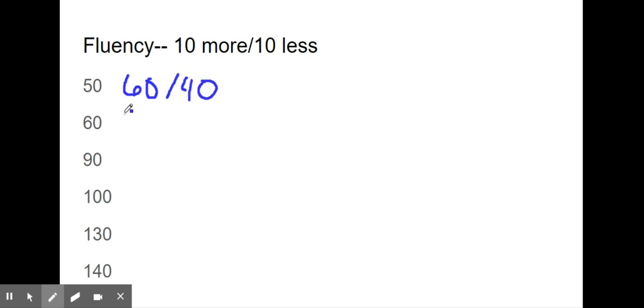Let's try 60. What is 10 more? If I add another 10 to my 6 tens, I would get 70. If I'm taking away a 10 from my 6 tens, I would be at 50. Okay, I'm going to pause. Pause me now. See if you can quickly do the other 10 more or 10 less, and then you can check your work. Do it on a dry erase sheet or do it in your notebook. Go ahead and pause.